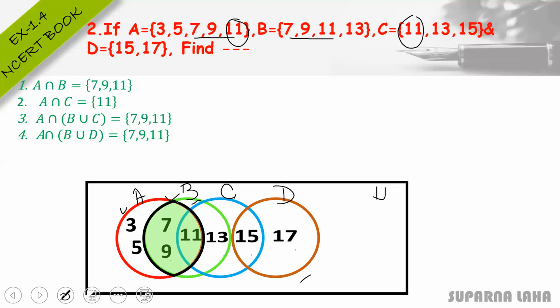So these are the members of A intersection B union D. Next is A intersection B intersection with B union C. Firstly, check that A intersection B is 7, 9, 11, this yellow portion, and B union C is the red portion, B with C, that is the yellow portion with the red portion. So the common portion is this yellow portion, that is 7, 9, 11. So I hope this is clear.